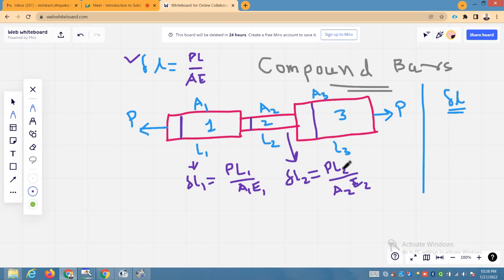So in this way you can calculate the various change in lengths at different sections. So this is delta L3.